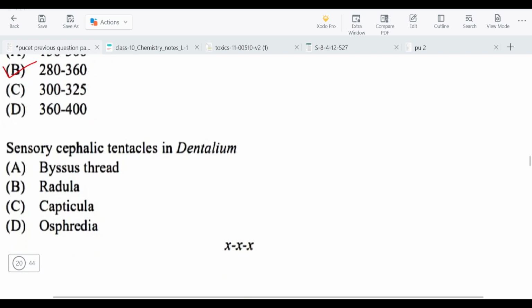Sensory cephalic tentacles in Dentalium is. The answer is captacula. These are tentacle-like structures in Dentalium used to capture food. And what is this Dentalium? It is a mollusk. It has a coiled body, like shells.